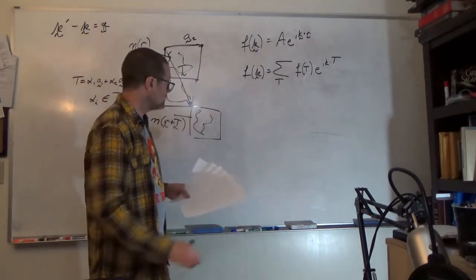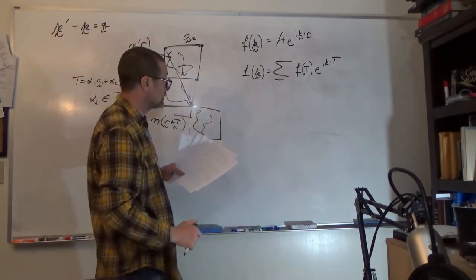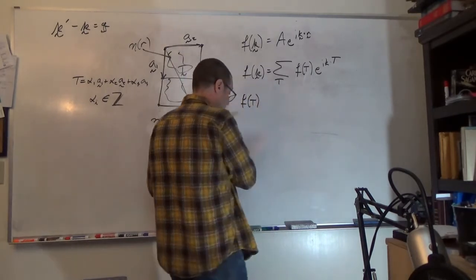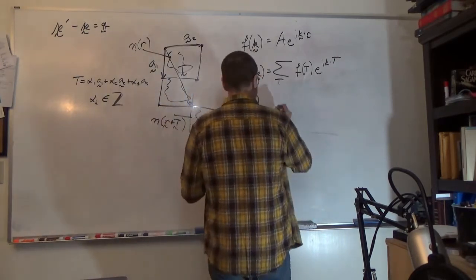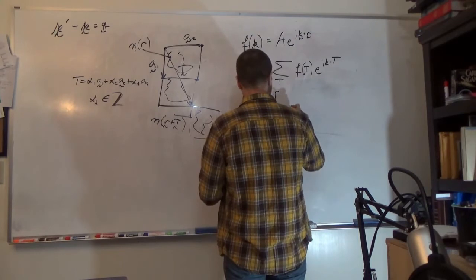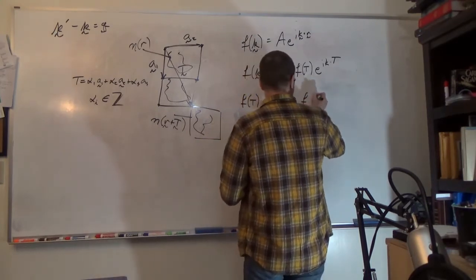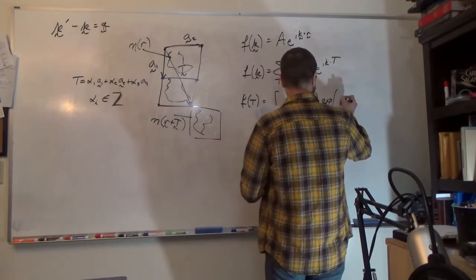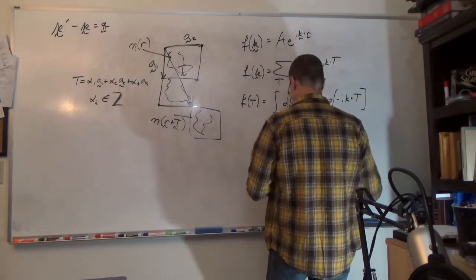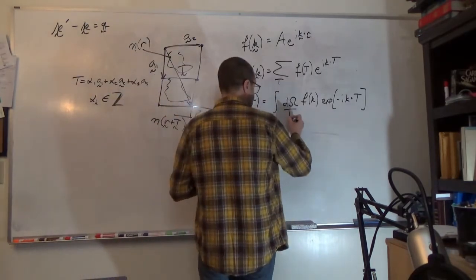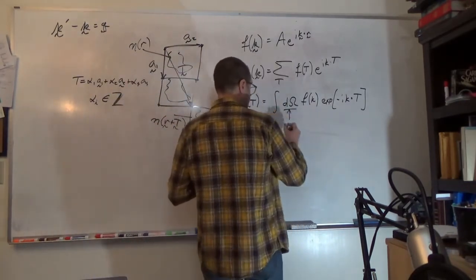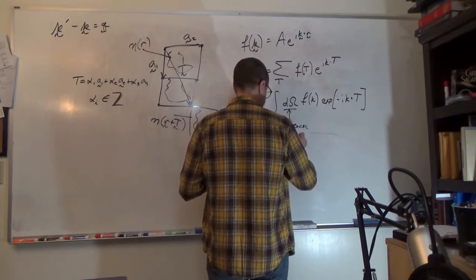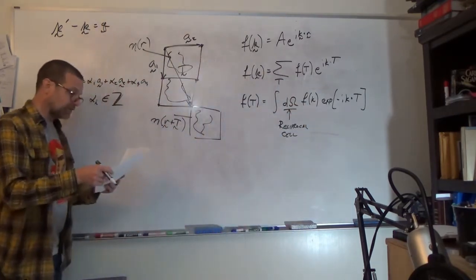Then we also know that that set of coefficients can be written out as an integral, integrating over the volume, F of K times e to the negative i K dot T, where this is the volume of the reciprocal space lattice. So we're performing a triple integral over that reciprocal space volume.